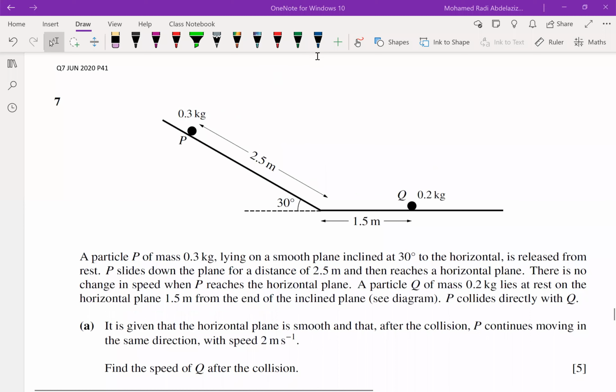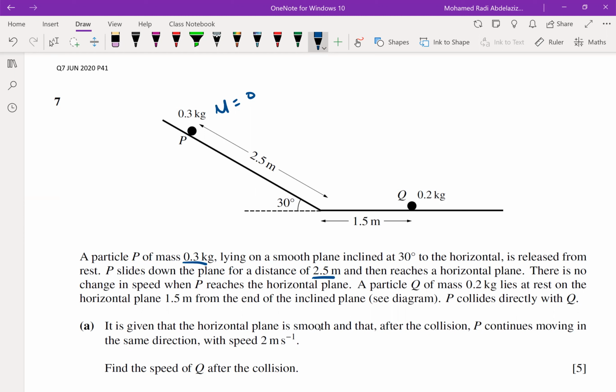Hi guys, in this tutorial I'm going to solve question number 7, June 2020 paper 41. Particle P of mass 0.3 kilogram lying on a smooth plane, so we have no frictional force, inclined at an angle of 30 degrees to the horizontal, is released from rest. So we start with initial velocity equal to 0, and P slides down the plane for a distance of 2.5, the displacement, with all this information given on the plane, and reaches the horizontal plane.